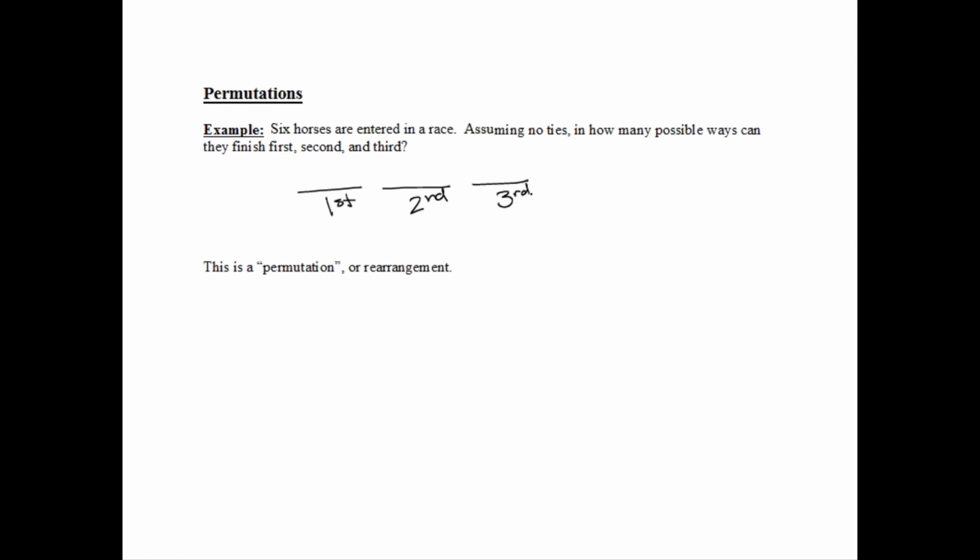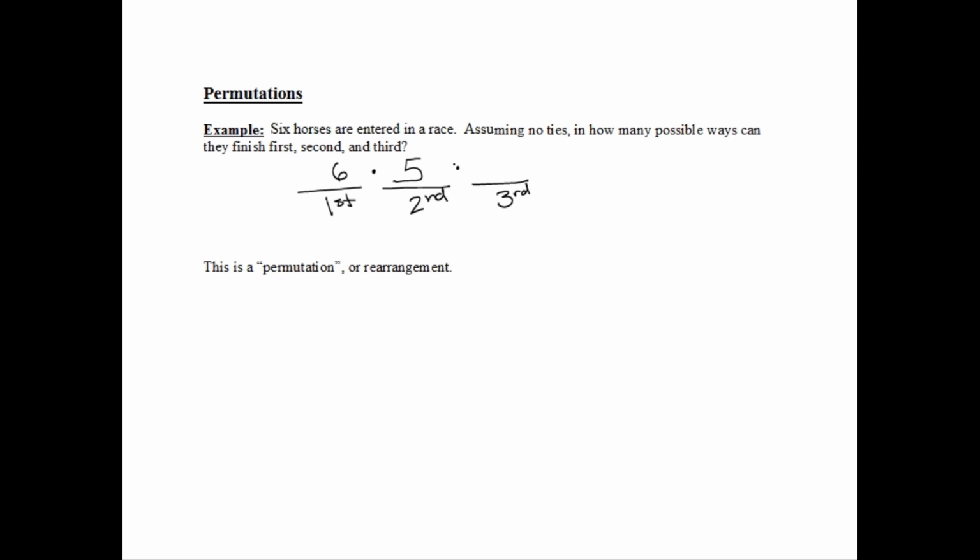How many horses are possible for the first place horse? There's 6 horses in the race, so there are 6 possibilities. Now, how many horses have the possibility of finishing second? Well, this time there are only 5, because whichever horse finished first cannot also finish second. So there's only 5 possibilities.